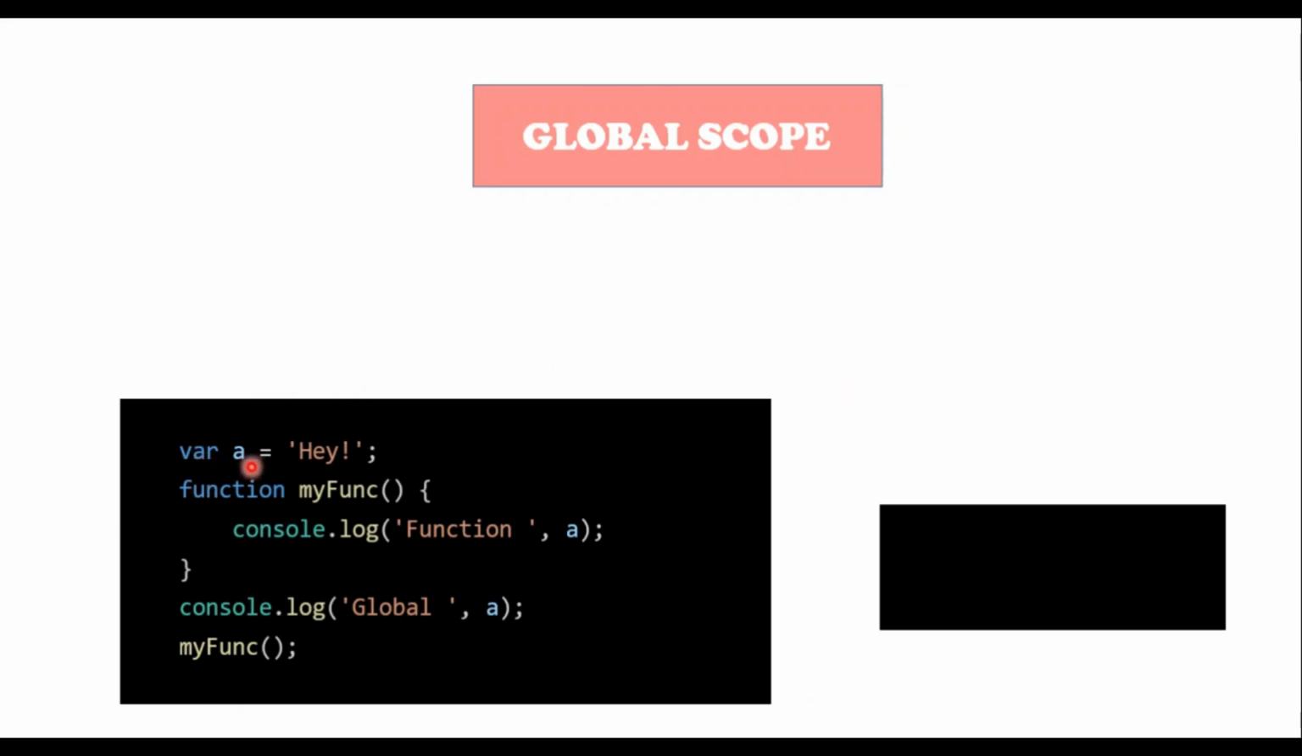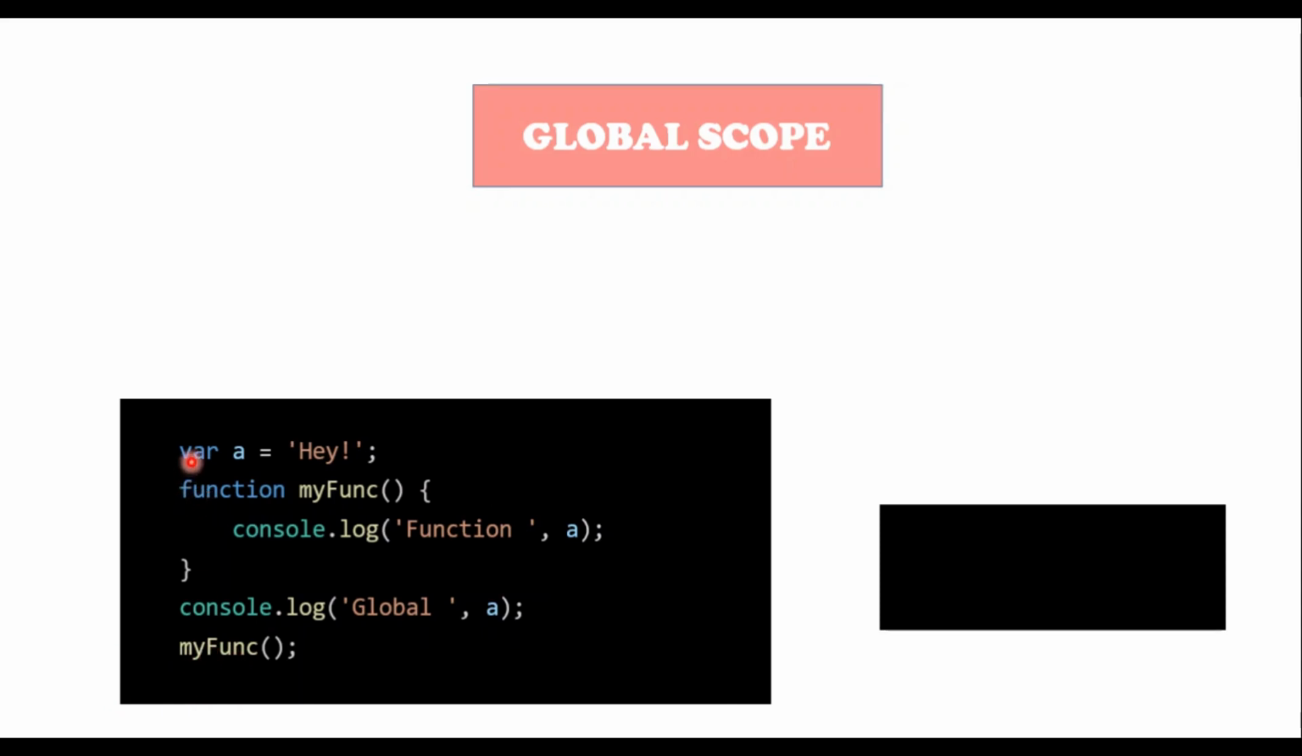Here we have a variable a equals "hey", which is defined in the JS file, and it is defined at a global level. Then we have this function myfunc, which executes a console log of a, and then we also have a console log outside of this function, and then we are calling this myfunc.